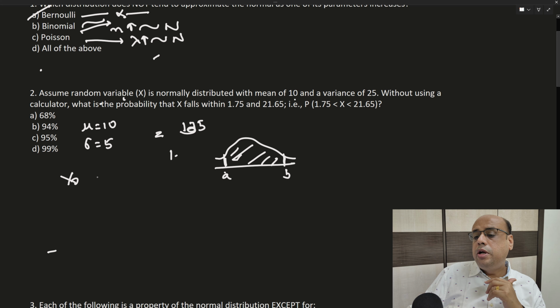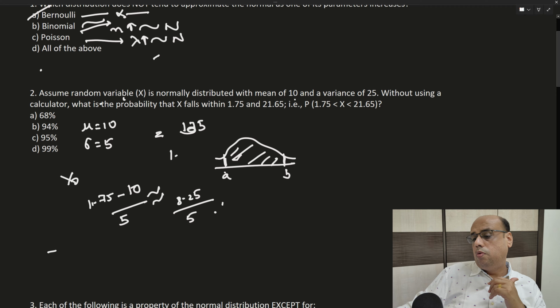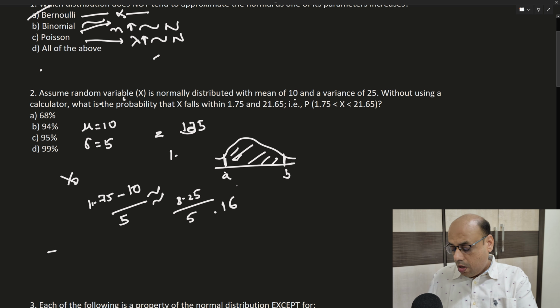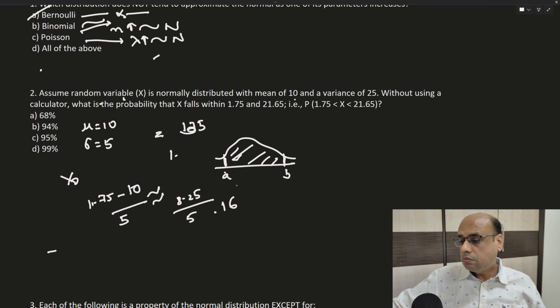So if we take 1.75, then 1.75 minus 10 divided by 5 is 8.25 by 5, which is, sorry, 8.25 divided by 5 is 1.65. So this is approximately minus 1.65.